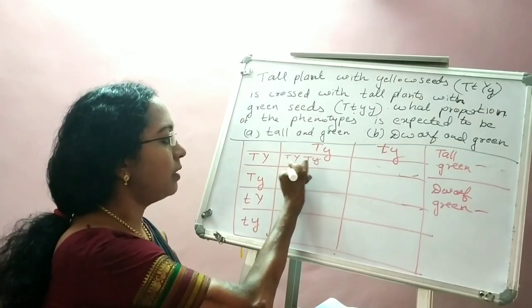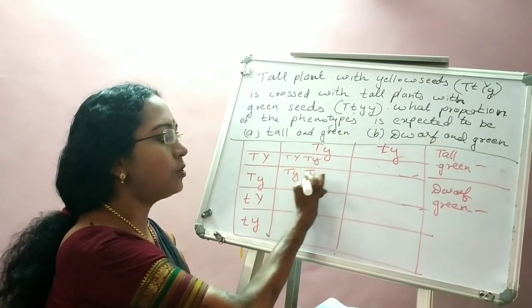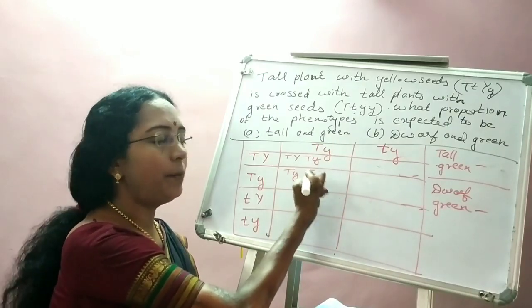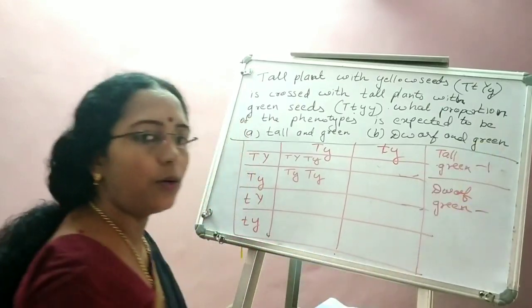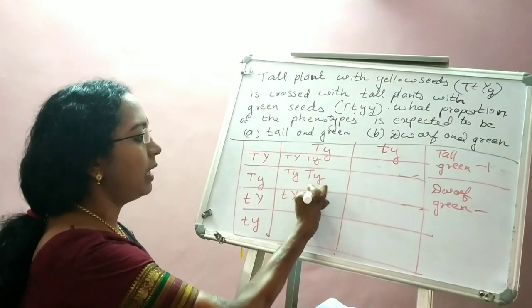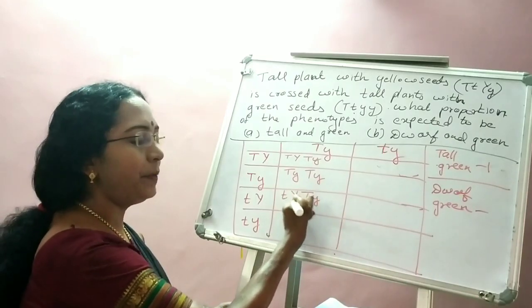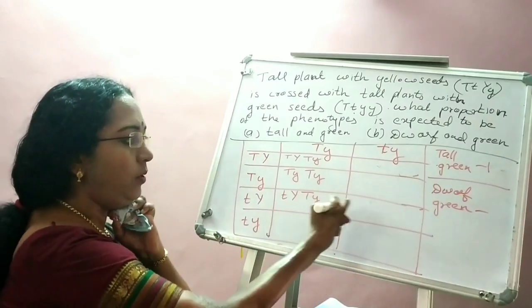Next column you take capital T, small y, capital T, small y. This is tall and also green. So I am getting tall green 1. I am writing here 1. Tall green 1 I got. Next, small t, capital Y, capital T, small y. Oh, here capital Y is coming, so it is not coming under green, so I can ignore this.